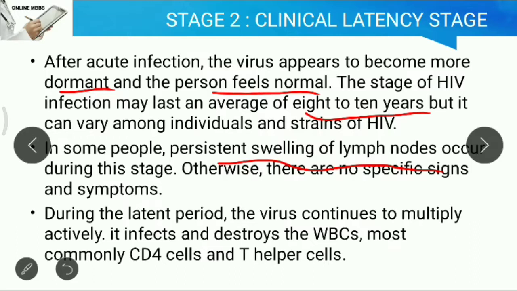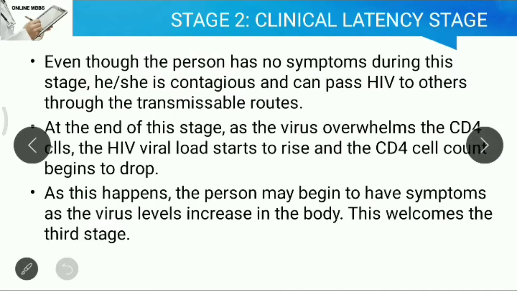During the latent period, the virus continues to multiply actively. It infects and destroys the WBCs, most commonly the CD4 cells and T helper cells. In stage 2 again, even though the person has no symptoms during this stage, he or she is contagious, that is, can pass HIV to others through these transmissible routes. So even though the person has no symptoms, he or she can transfer the HIV virus to another healthy person.